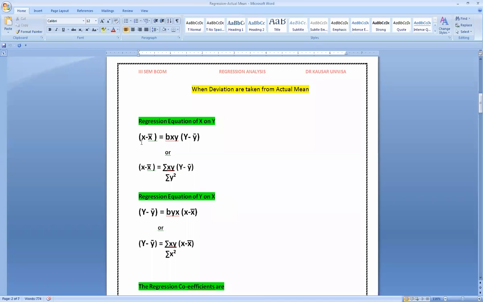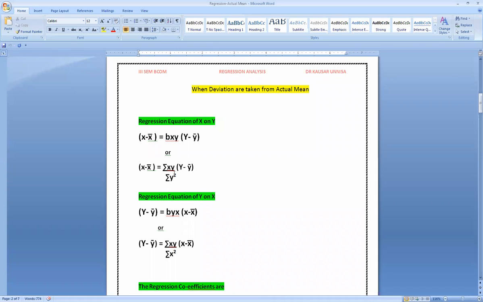The equation forms are x minus x bar equals bxy into y minus y bar. X is the variable, x bar is the actual mean value, and bxy is the regression coefficient. We call bxy and byx the two regression coefficients, which are used at the time of framing the equations. So x minus x bar equals bxy into y minus y bar. This bxy is nothing but summation xy divided by summation y square.